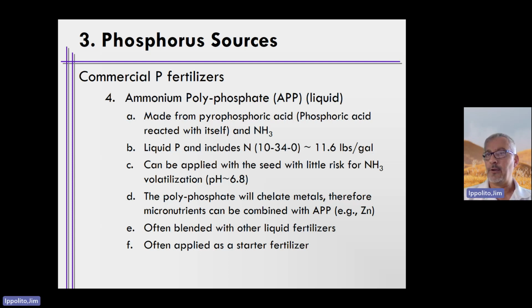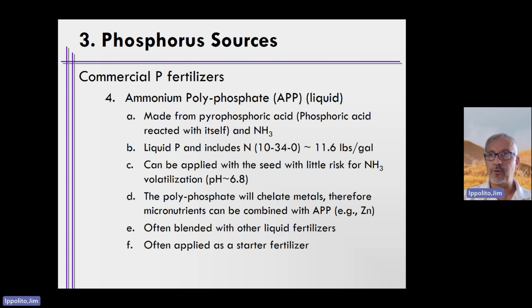Okay, regardless, this liquid fertilizer can be applied with seed. There's little risk of ammonia volatilization because right around the zone of incorporation or application, the pH tends to be about 6.8. So that's below 7, which is sort of the cutoff point for when we're concerned about volatilization losses.